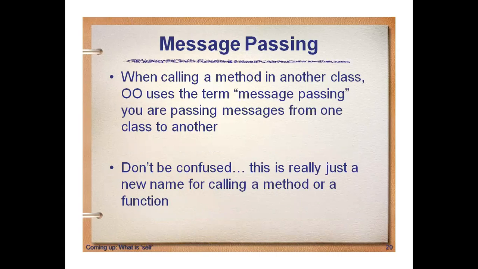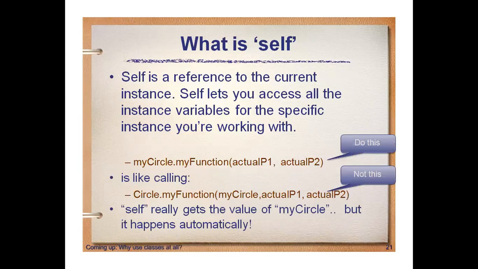Now, how does message passing work? When calling a method in another class, object orientation uses the term message passing. You're passing a message from one class to another. This doesn't work any differently compared to the classes.